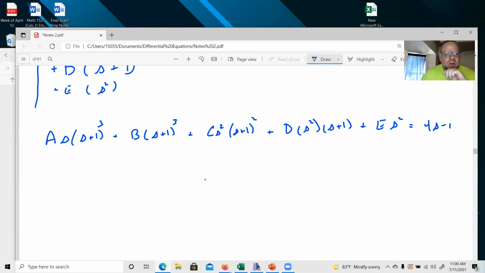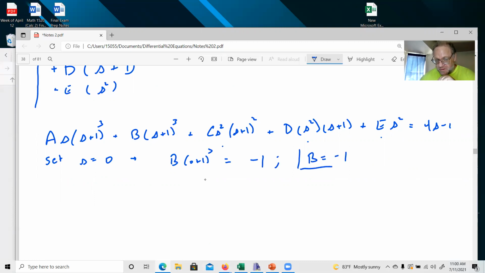Okay. Now, what if I set s equal to 0? Well, what's that going to do? It's going to knock out my e, my d, my c, and my a. The only term I have left is going to be b. So in that case, we have b times (0 plus 1) cubed equal to negative 1. So 1 times b is equal to negative 1. So we've gone from 5 variables down to 4 variables. We're not out of the woods yet, but at least we only have a 4 by 4 equation to deal with.